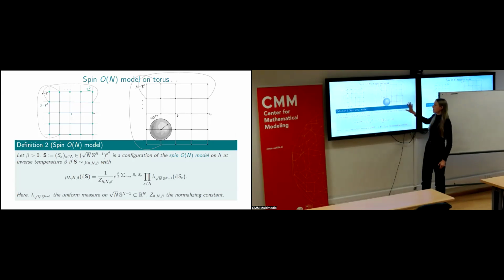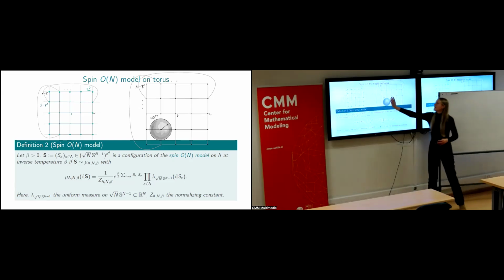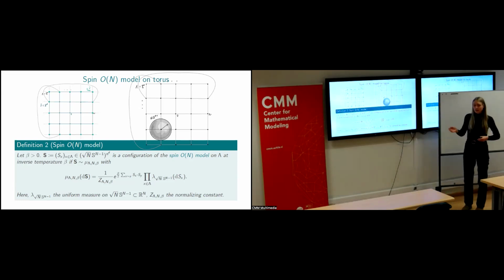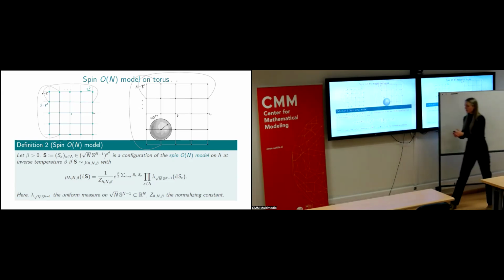We still work on the torus, but before we had a vector which was indexed by the torus. Now we have a collection of capital-N dimensional vectors which are indexed by the torus. And now the condition lies not on the whole torus, but on each vertex. We assume that the vector that lives at a vertex lives on the N-1 dimensional sphere of the corresponding radius. And the potential is the same.